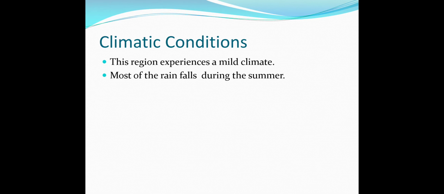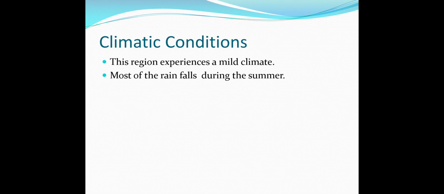Now talking about the climatic conditions, this region experiences a mild climate. Why do you think it experiences a mild climate? What is the reason behind it? The basic reason behind having a mild climate is that it is next to the Indian Ocean. Here the winters are cold and dry, and the temperature varies between 5 degrees Celsius and 10 degrees Celsius, and July is the coldest month here.